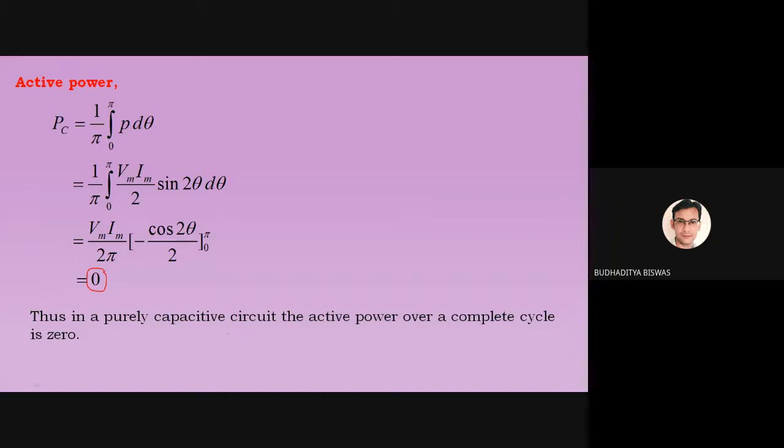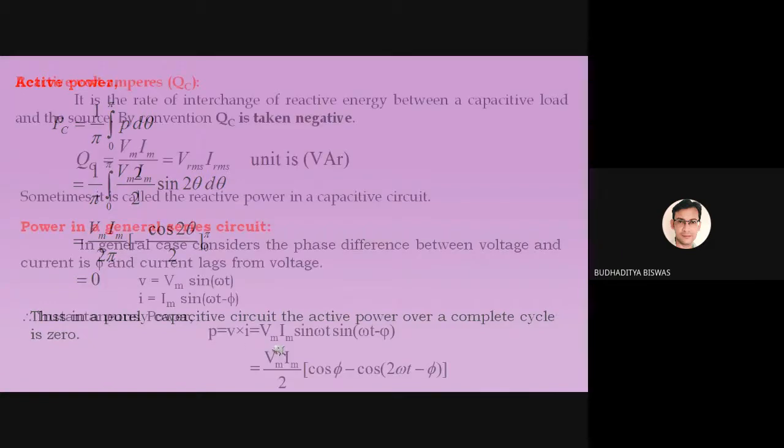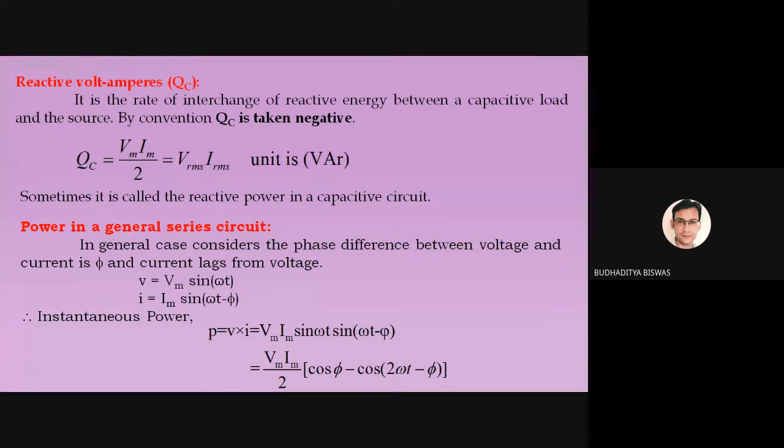So if we take one complete cycle, the total energy consumption by the capacitor becomes 0. But some energy is lost interchanging the power between the source and load every time, like in the previous case. That's why it is again called reactive volt amperes. Here you take QC, and by default QC is taken as negative. It is the rate of interchange of reactive energy between a capacitive load and the source.